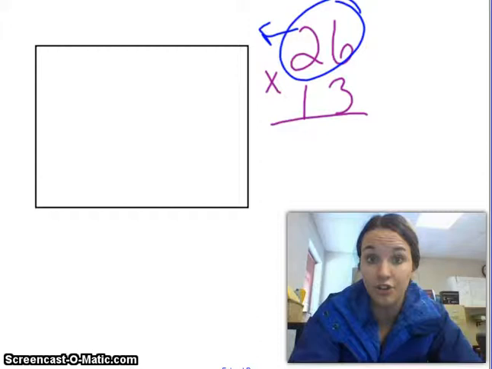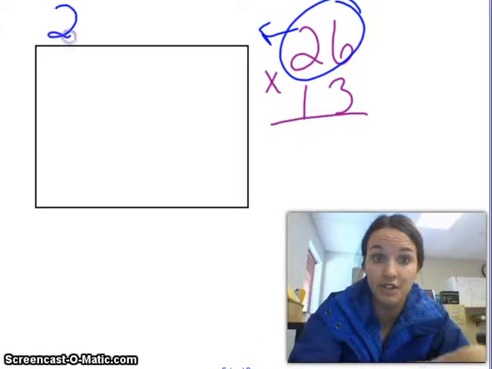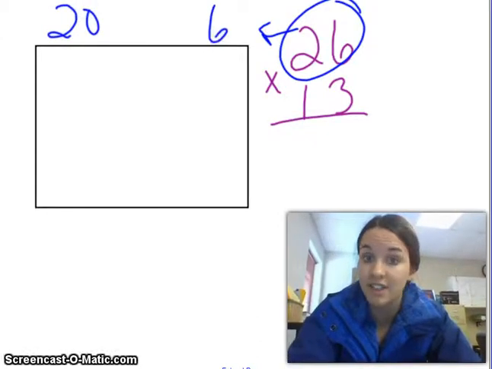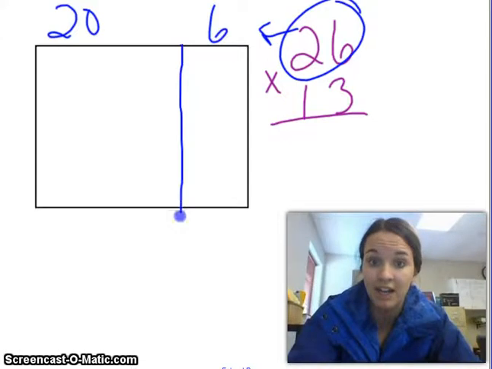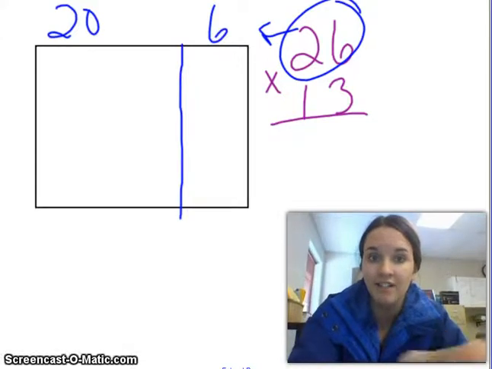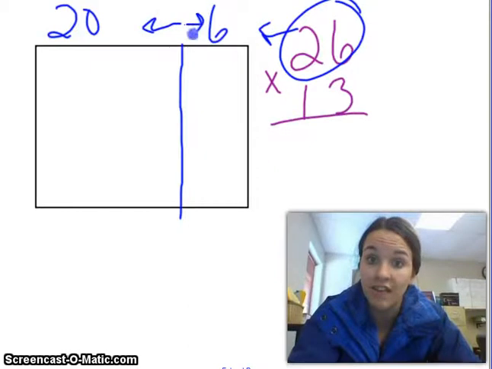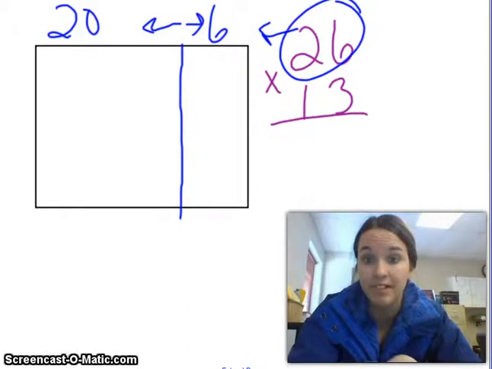So in 26 there are 2 tens, and I know that 2 tens is the same as 20, and there are 6 ones. And then just like we did last time, I'm going to draw a line so that everything to the left of that line is going to symbolize 20. Everything to the right of that line is going to symbolize 6.